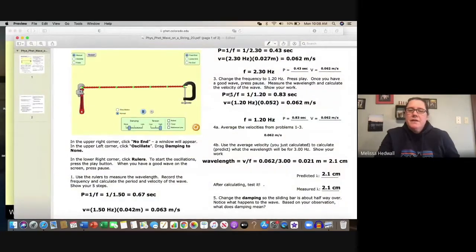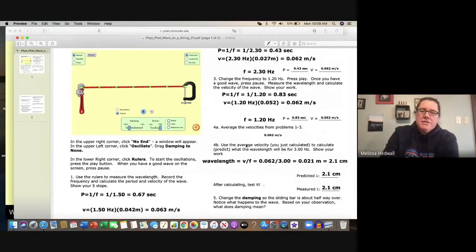So to get the period here, we take 1 over the frequency and we get 0.83 seconds. That's for one wave, takes that long. And then the wave speed, we have 1.20 hertz times 0.52 meters, and we get the 0.62 meters per second. So we put that information in here.